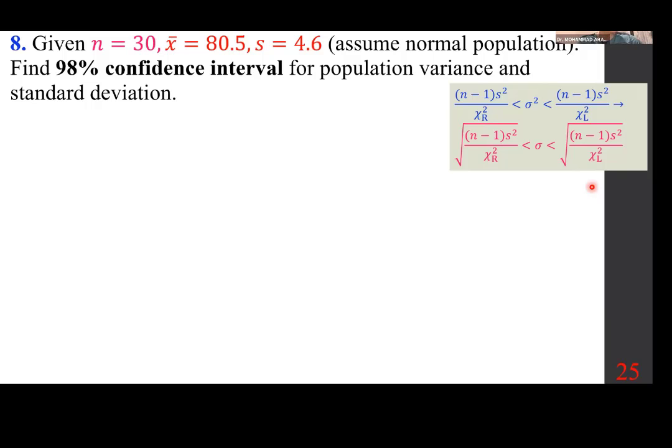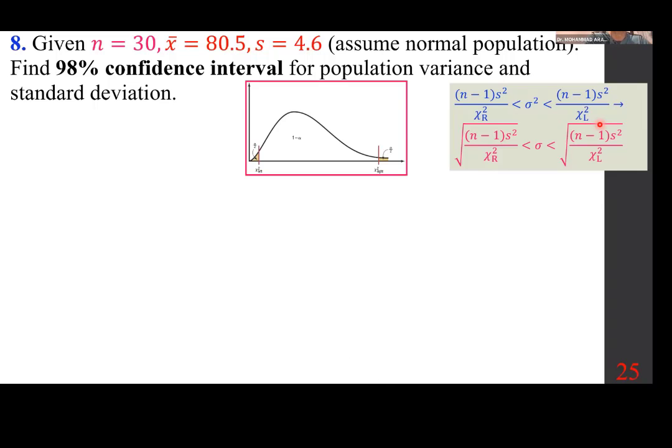So the very first thing is, all right, when I look at this formula, I need n, I have it. I need s, I have it, okay. So what is missing? Chi-squared of the right, this is red. Chi-squared of the left, and I don't have those. And it comes with the 98% confidence interval. That means this is 98%. And on both sides, I have 2% divided by 2. That means 1% on each side, or 0.01.